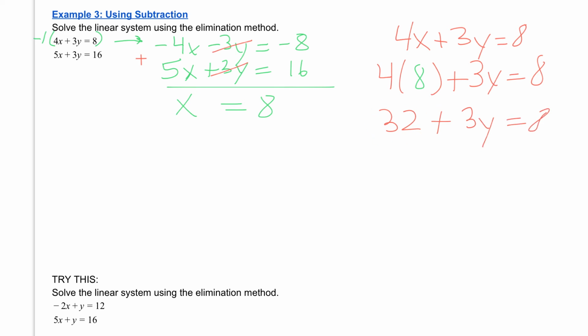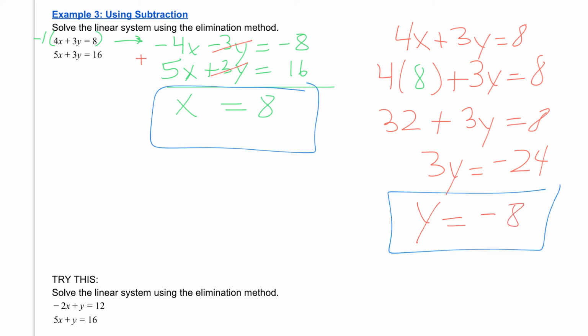And then I want to subtract 32 from both sides, and I get 3y is equal to -24. And finally, I can divide both sides by 3, and I get my answer that y is equal to -8. So my answer is x is equal to 8, and y is equal to -8.